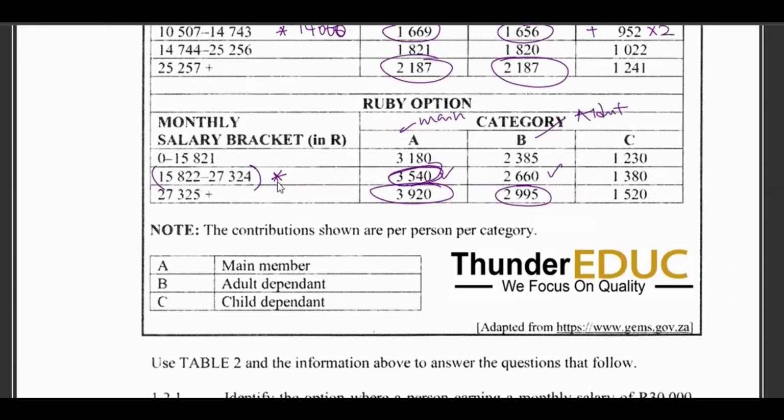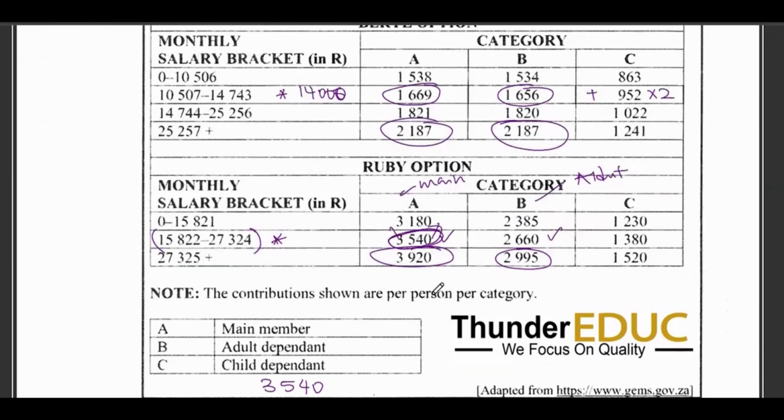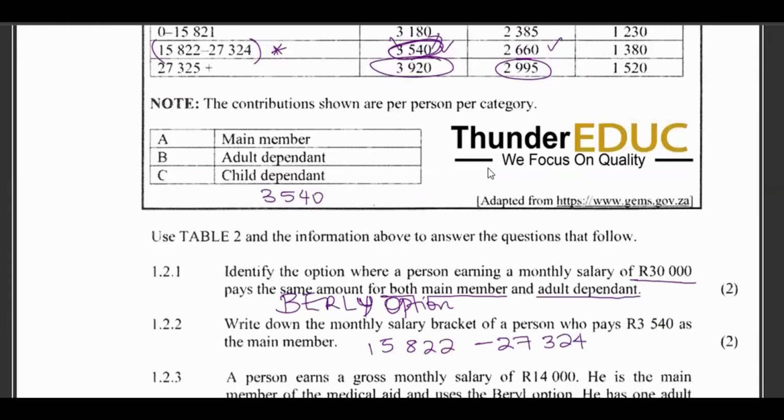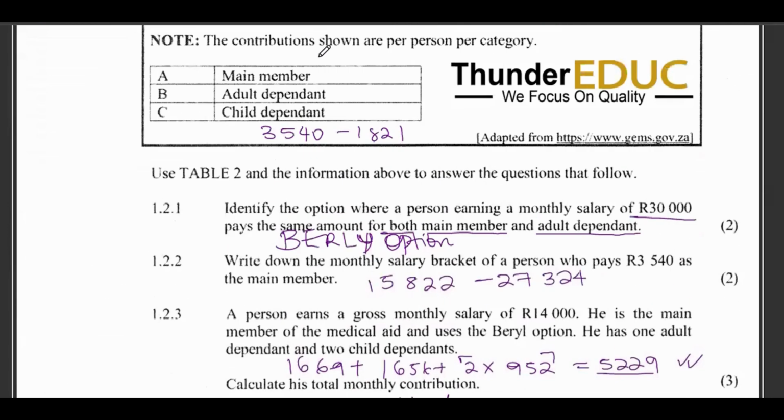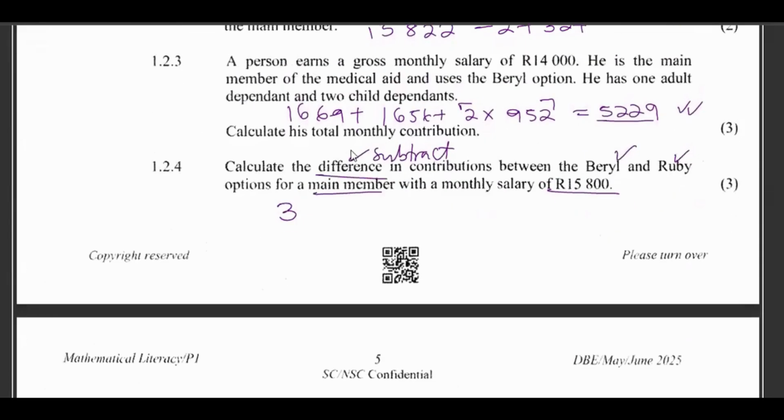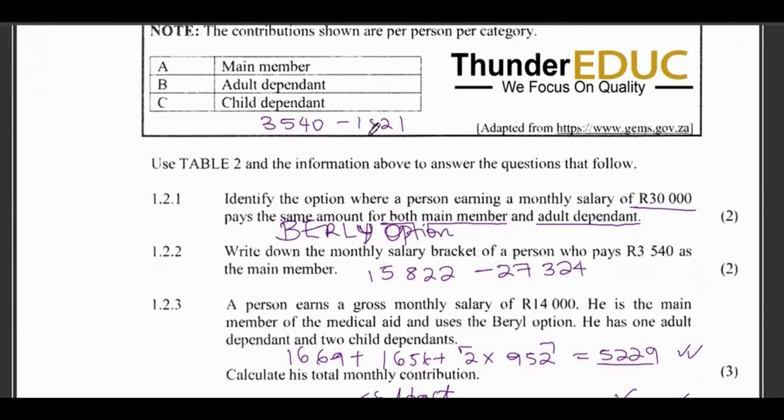For Ruby, the person pays this much. So we shall write 3,440. Then for BLE, it's this much because it falls in this bracket, 1,821. What's the difference there? So we are saying 15,800 is fine. 3,440 minus 1,821.